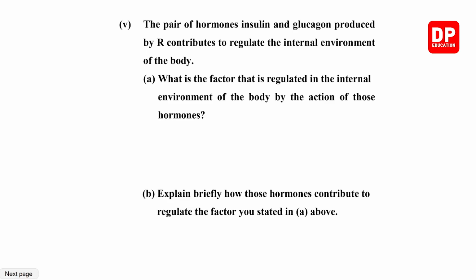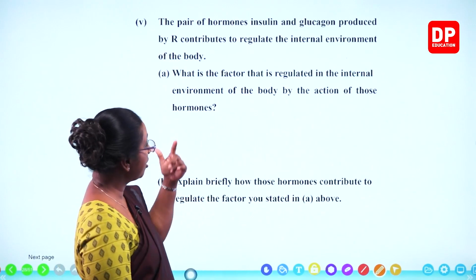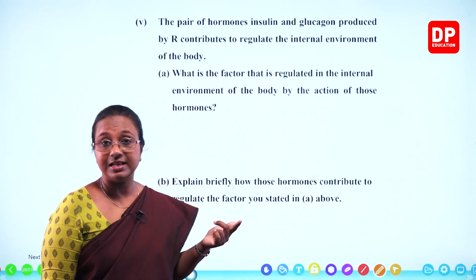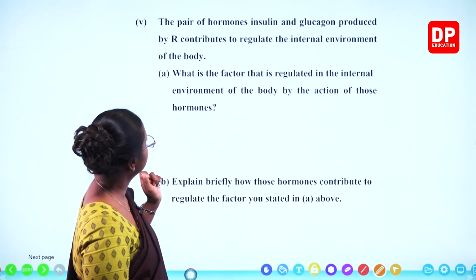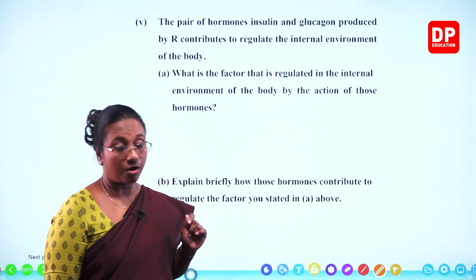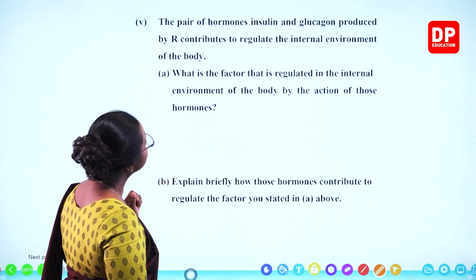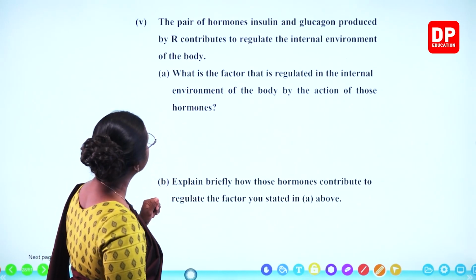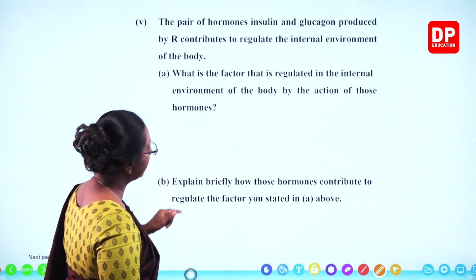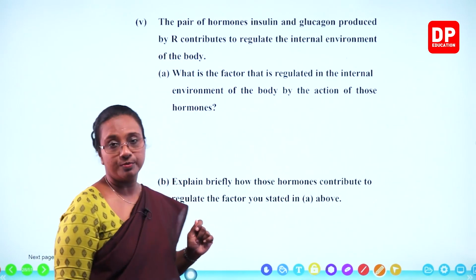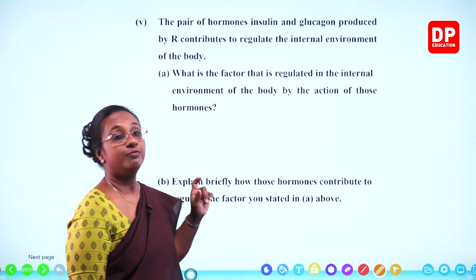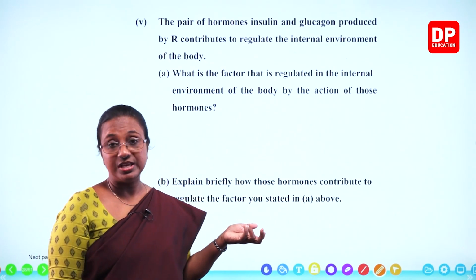So then part 5. The pair of hormones, insulin and glucagon, produced by R contributes to regulate the internal environment of the body. So already I mentioned this to you all. The pancreas acts as an endocrine gland as well. So R is the pancreas, with insulin and glucagon. So A part, what is the factor that is regulated in the internal environment of the body by the action of those hormones? So insulin, when there is more glucose in the blood.